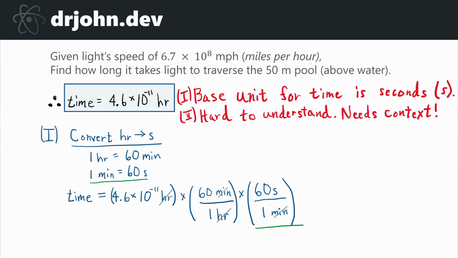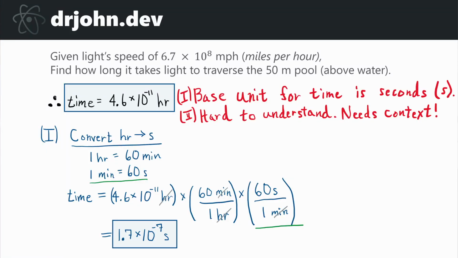Next, multiply all the numbers in the numerator together and all the numbers in the denominator together. And then finally, divide the numerator by the denominator to arrive at your final answer, which we find to be 1.7 times 10 to the minus 7 seconds. This number is at least in base units now, but we can use a prefix to help with the 10 to the minus 7 order of magnitude.